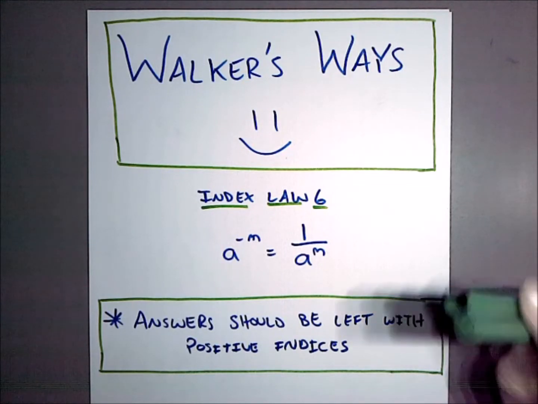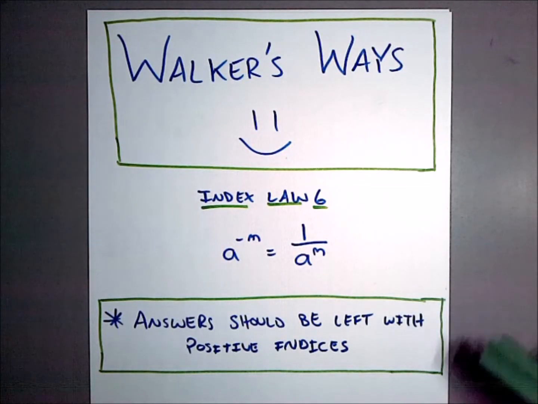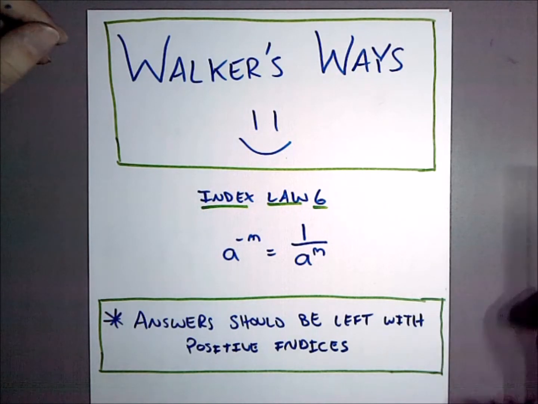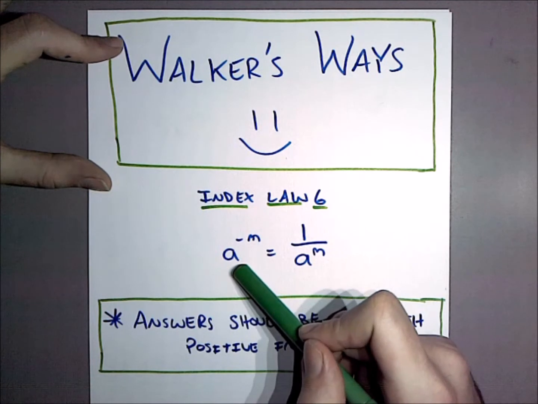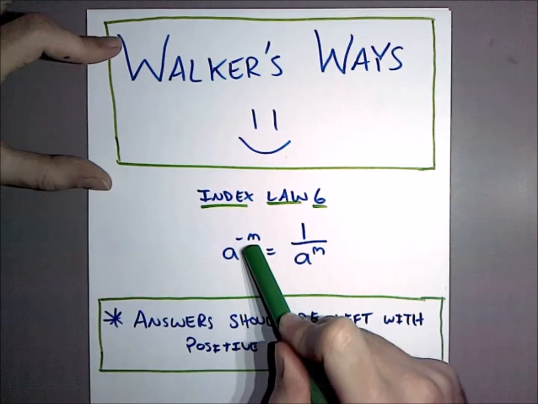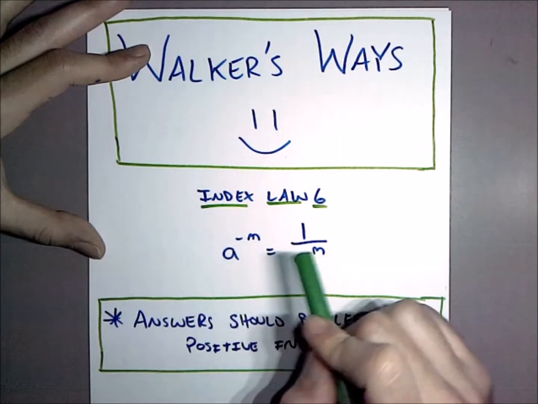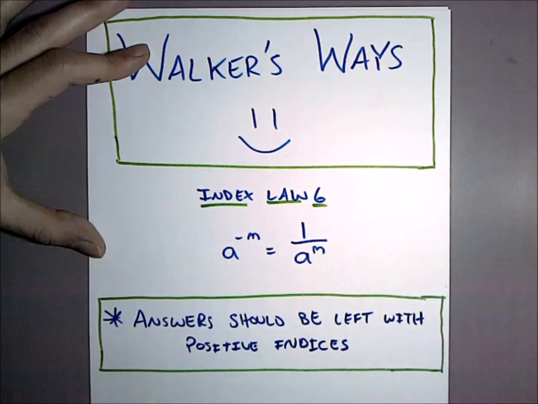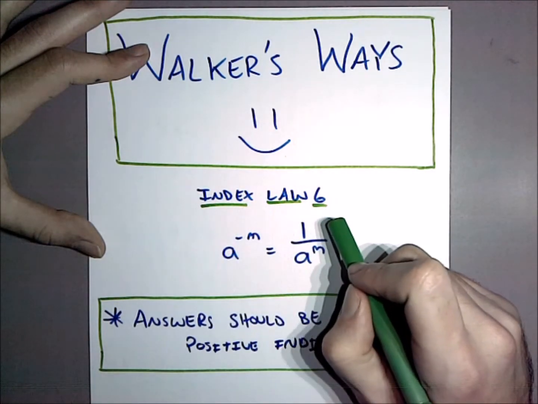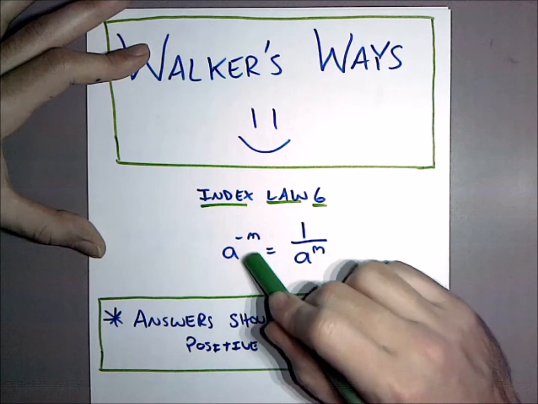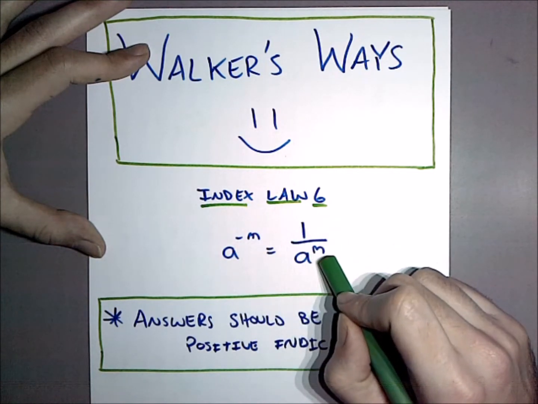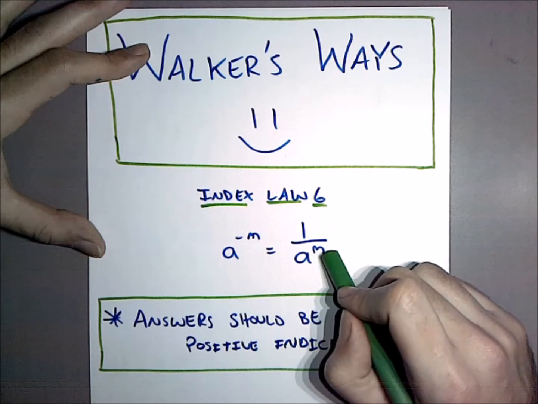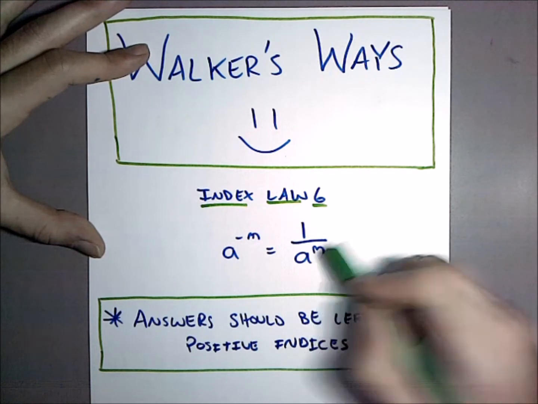Hey guys, in this video I'm just going to cover index law 6, which is the index law which deals with negative indices. So index law number 6 is this guy here, where you've got some number or letter as a base and you've got a negative index. Essentially all you need to do is you rewrite it as a fraction, and basically all you do is you move your base and the power to the bottom of the fraction, and you change your index from a negative to a positive value. And now this works both ways.